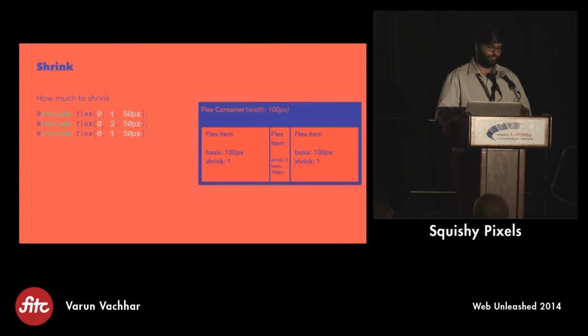So the layout module will depend on the shrink values that we set. And by default, all shrink values are set to be 1. But in our case, we set the shrink value to 2 for the middle element. So what this will do is the middle element will actually shrink twice the amount as the other 2. So its width will actually be half the size of the other 2.